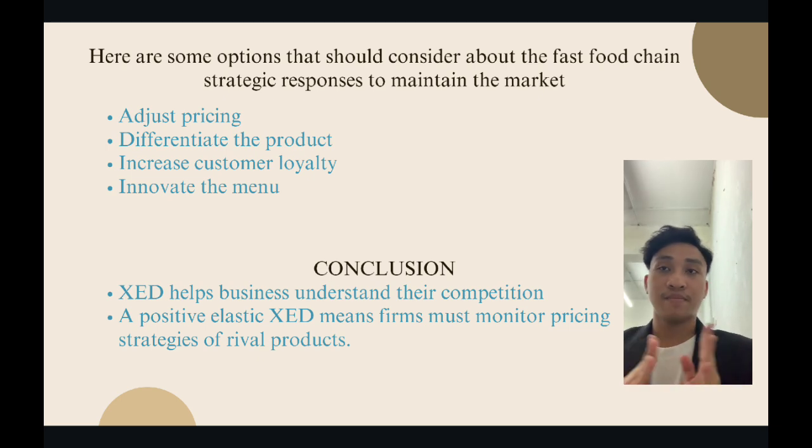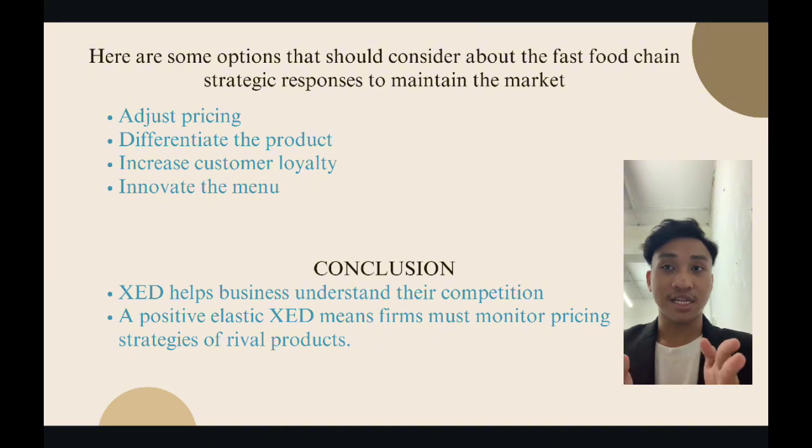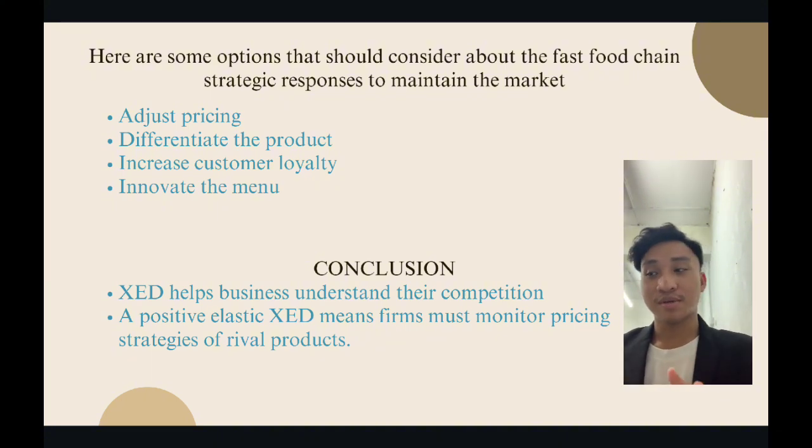Okay, the first one is adjusting price. This option can be a short-term response. For example, we can offer temporary discounts or combo deals on grilled chicken burgers to stay competitive. Consider buy one free one, or bundling with drinks or add-on fries to make it worth the value.